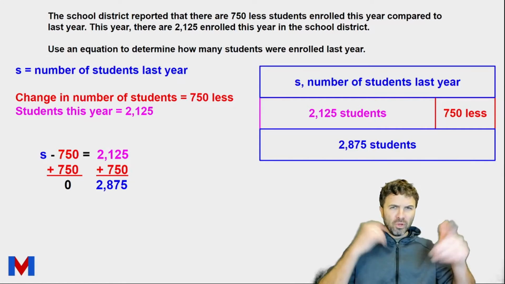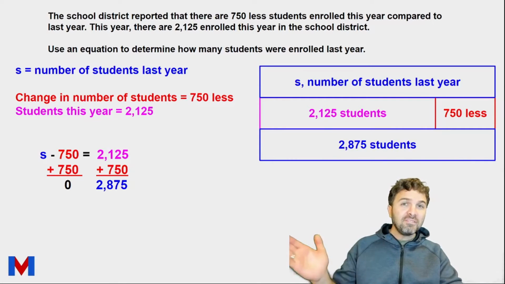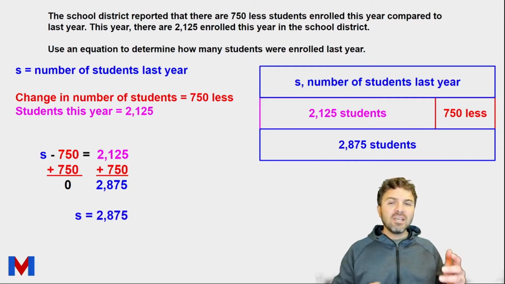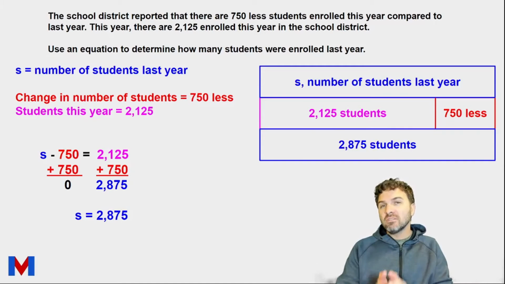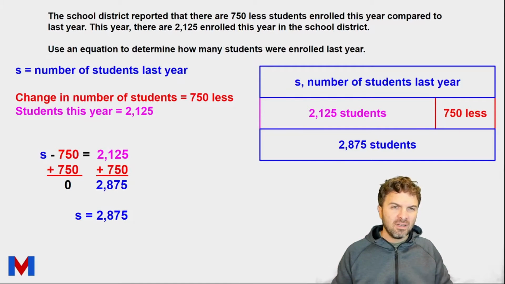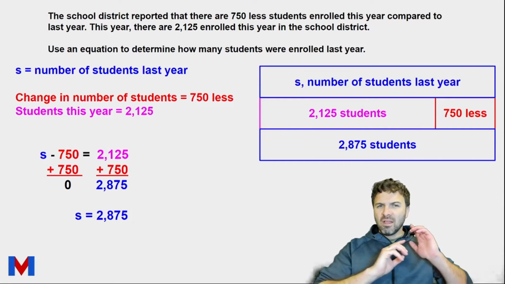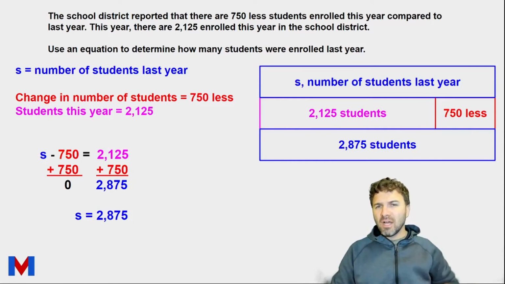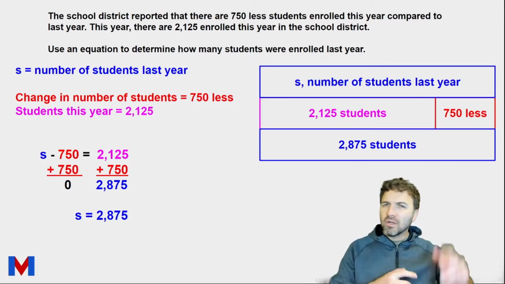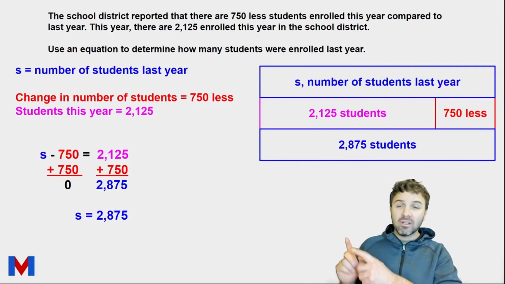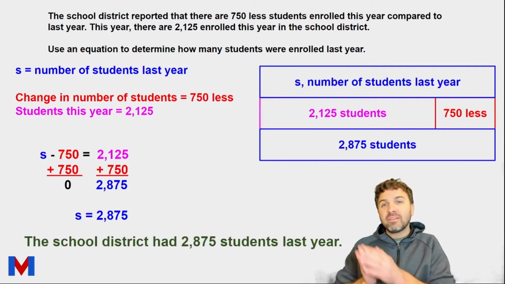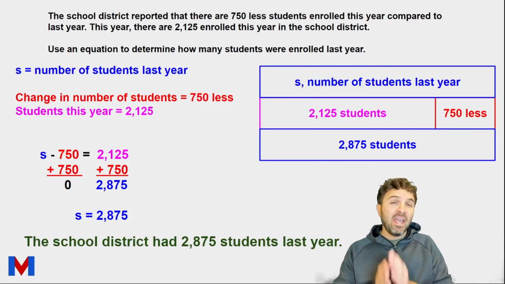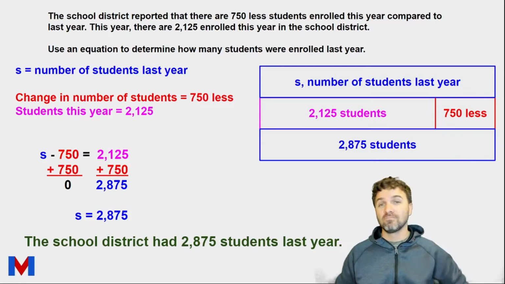So then let's rewrite what we know. On the left side, all we have left over is the S, and on the right side we have that 2,875. So S is 2,875. And that's what we're trying to figure out. So we've seen two different ways now. We have this model up top, which is kind of like an algebra tile model, and then we have our algebraic reasoning over here. So we can say now that the school district had 2,875 students last year.